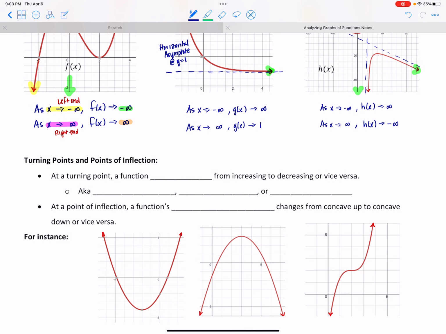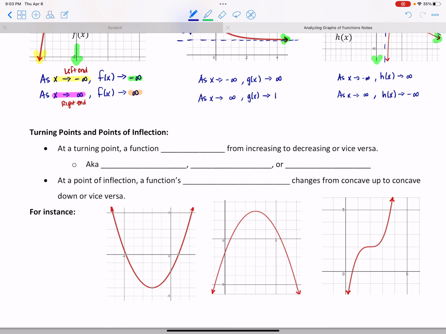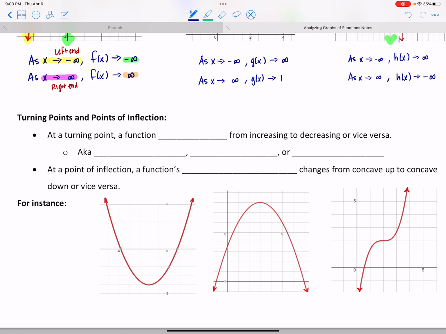Okay, so we've got lots of behaviors down. The last little piece I want to show you, or what you should be able to identify, are turning points and points of inflection. And these ones actually come up quite a bit in calculus. You start doing first derivative and second derivative tests to identify these points because the behavior of the graph changes at these points. So at a turning point, and I kind of mentioned this as I was looking at the increasing, decreasing section, a function does just that. It turns. Now when I say it turns, I mean it turns from increasing to decreasing or vice versa.